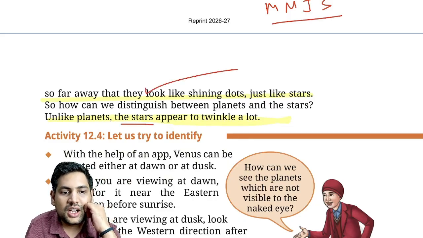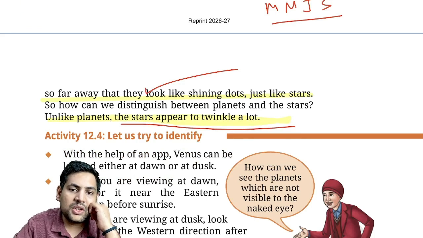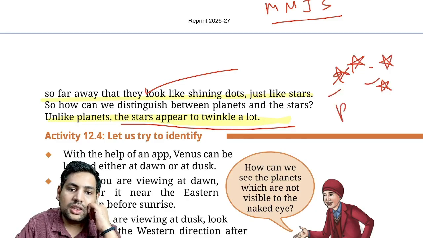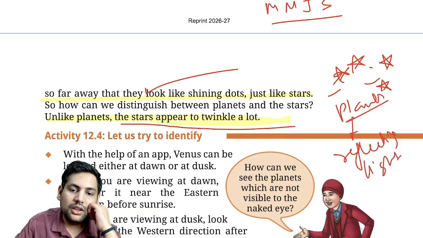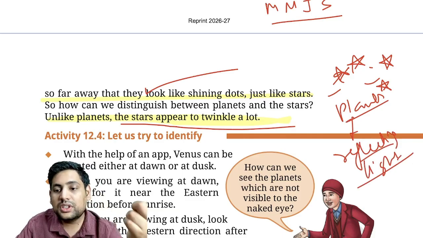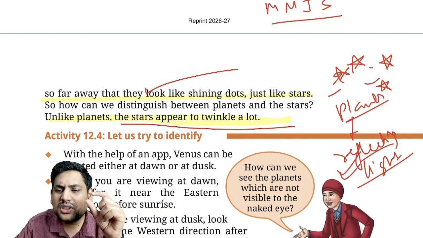Unlike planets, the stars appear to twinkle. Because they're constantly releasing a lot of light, they appear to be twinkling. While the planets are just reflecting light. They don't produce light on their own, so that's why they don't seem to twinkle.